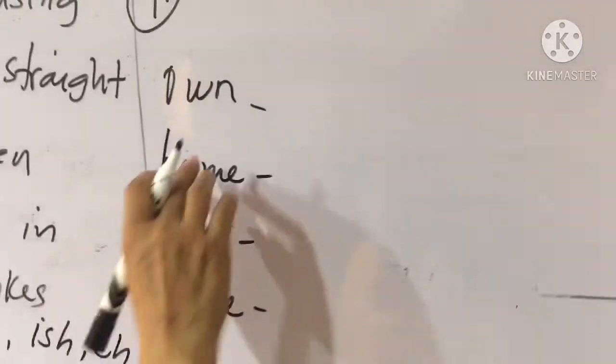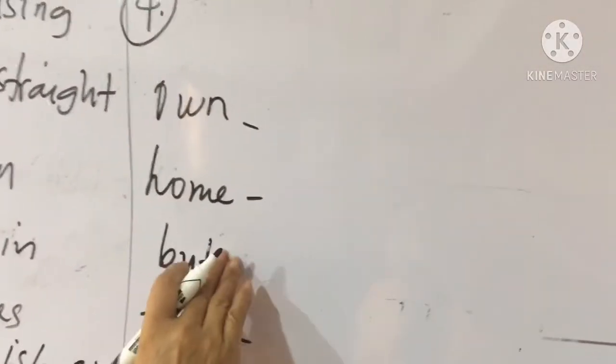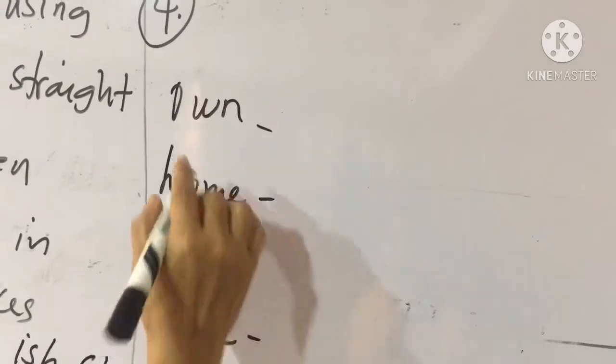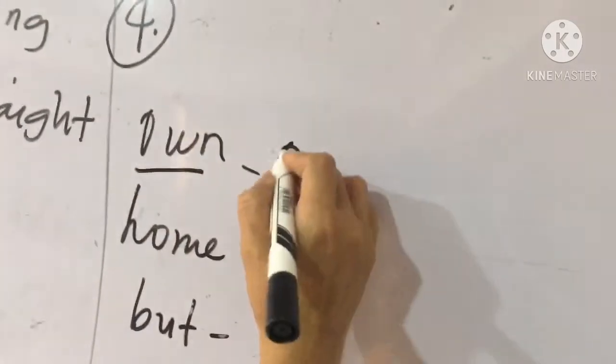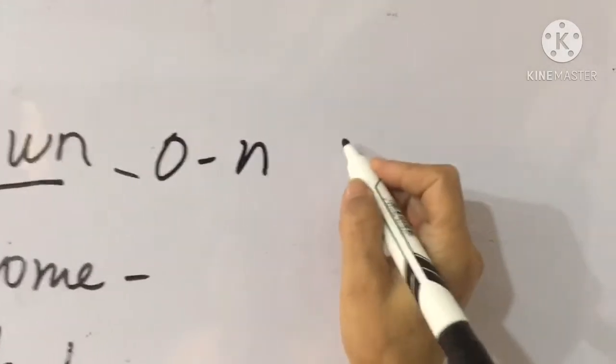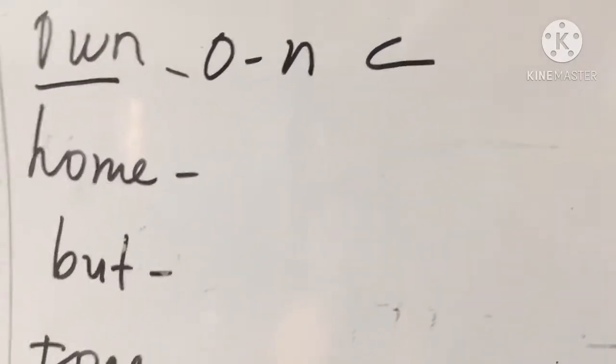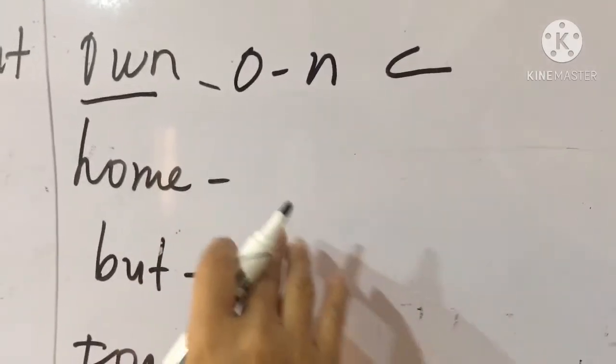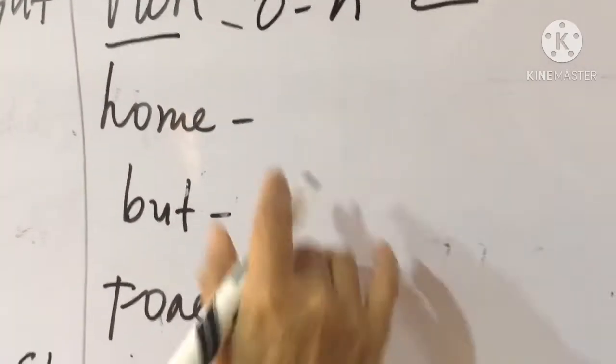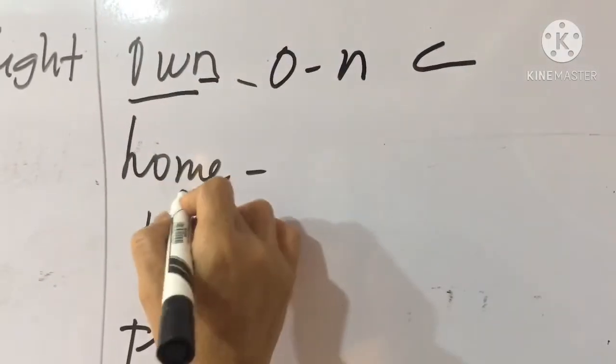Next, O. The O is written on each side when it is joined to a straight stroke, like the word own. The O and N. So again, letter O or O hook is written on each side when it is joined to a straight stroke. The N is a straight stroke, the M is a straight stroke.